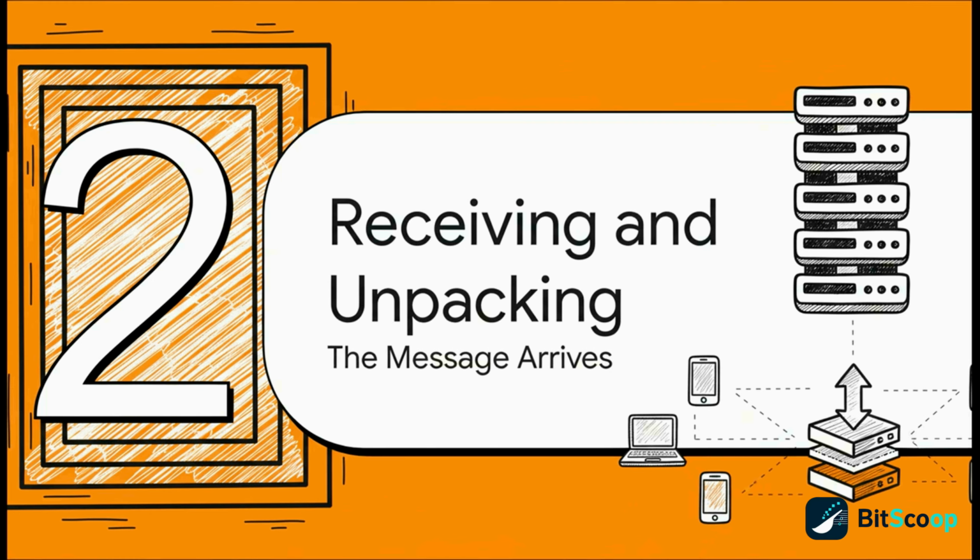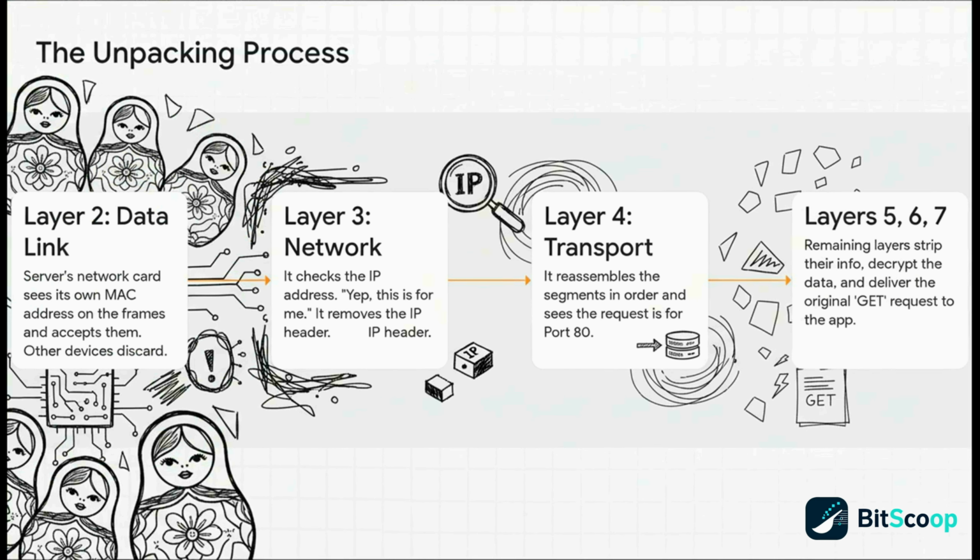Well, the answer is the OSI model, but this time it's working in reverse. The whole unpacking process is kind of like opening one of those Russian nesting dolls. So, at layer 2, every device's hardware looks at the MAC address on that incoming frame. Only the server, when it sees its own MAC address, says, hey, this one's for me, and accepts it. All the other devices just ignore it. From there, it just goes right back up the stack. Each layer strips off its own header, checks the info, and passes the good stuff up until, bam, the original GET request is delivered totally intact to the web server app.